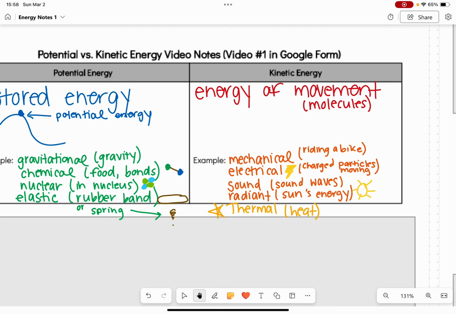Sound, so when sounds are made, they are sound waves, and as they travel, that would be kinetic energy. You have radiant energy, the sun's energy. The energy that the sun gives off is moving in waves, and since it's moving, it's kinetic. And then the last one is thermal energy, which is the movement of molecules from heat. And that's specifically what we're going to be looking at this unit.